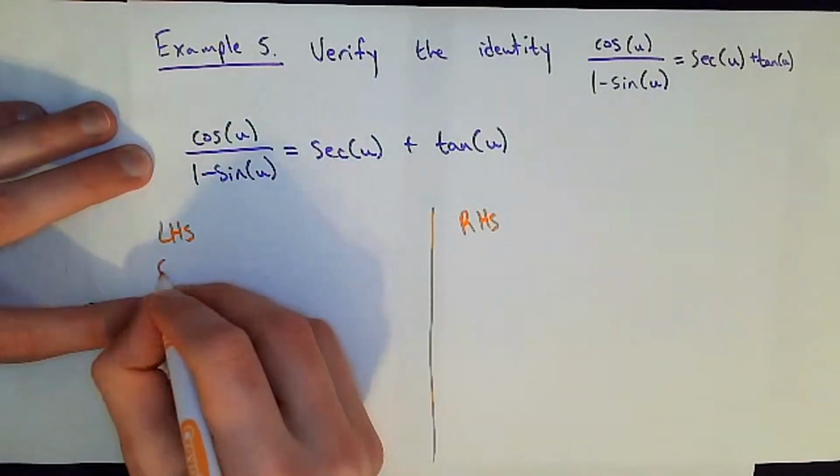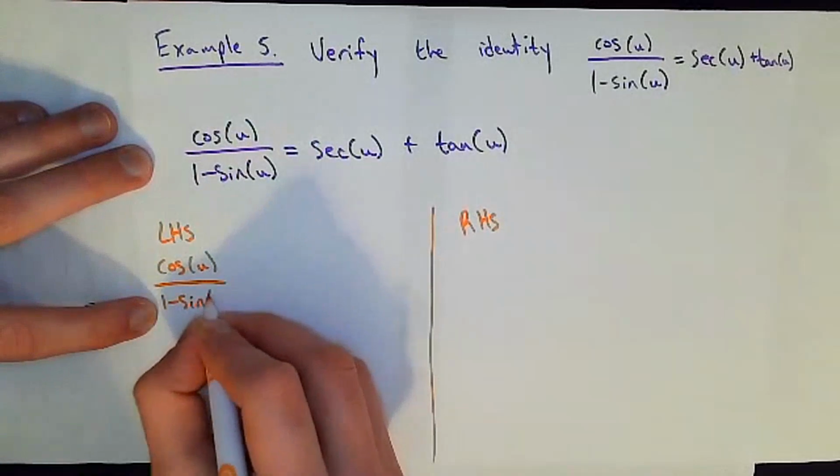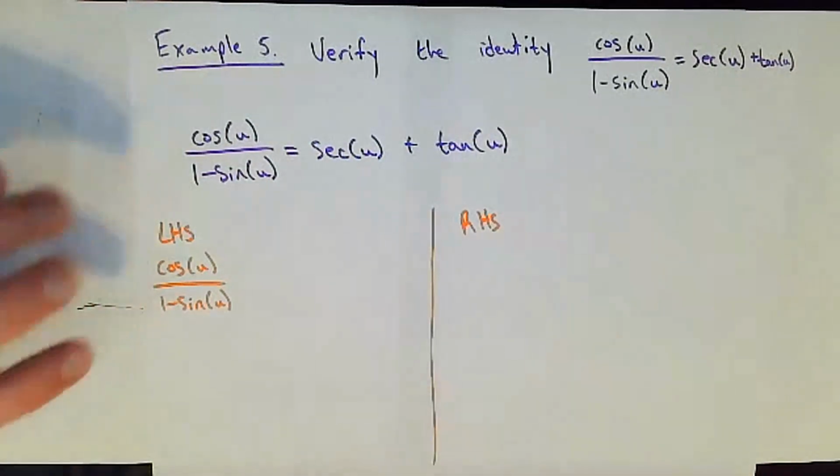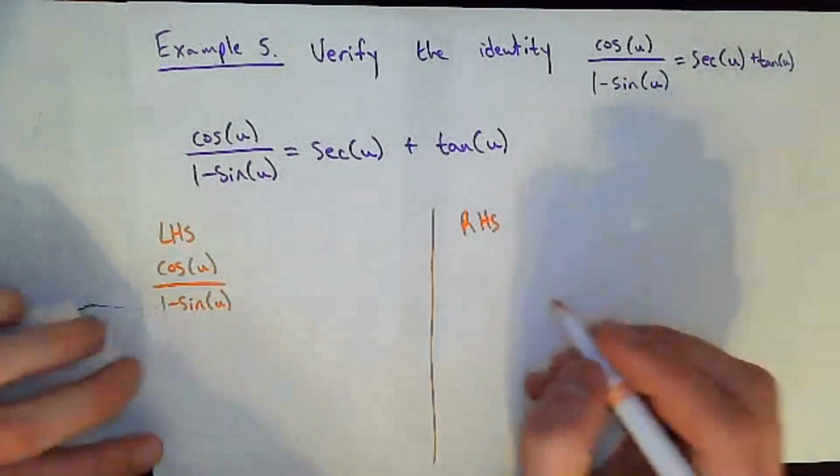So my left-hand side, I'm starting with cosine of U over 1 minus sine of U. What can I really do with that? Maybe you're not sure, right? So let's go look at the right-hand side.